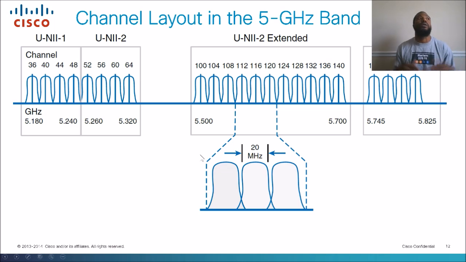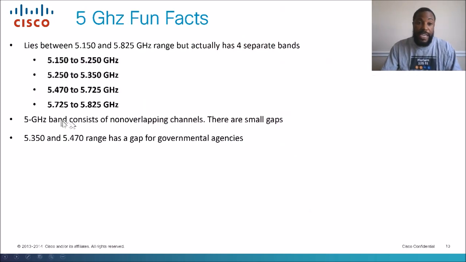So you might be wondering, why don't we just all use the 5 gigahertz range and not even use the 2.4 gigahertz range? Well, there are a lot of advantages in the 2.4 gigahertz range. That's why we still use it to this day. For example, it travels further than 5 gigahertz, but there are no overlapping bands in the 5 gigahertz range. We'll talk about the differences between the two, but right now we just wanted to talk about the non-overlapping channels, and that's the point and the beauty of the 5 gigahertz range. So again, the 5 gigahertz range consists of non-overlapping channels. There are some small gaps, like we said, there's that missing one that's dedicated for other agencies.